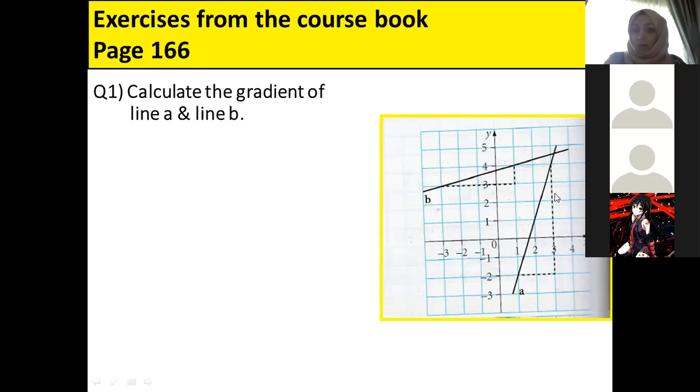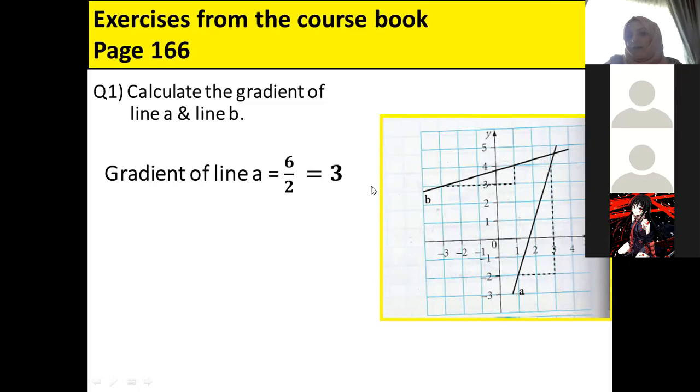Negative 2 to 4. Teacher, 6 up and 2 across. Yes, it's 6 up and 2 across, and that would be 6 divided by 2 equals 3. Positive. So the gradient of line A is 3. Yes, positive, it's 3 because the line is increasing. Bravo, Nabih.